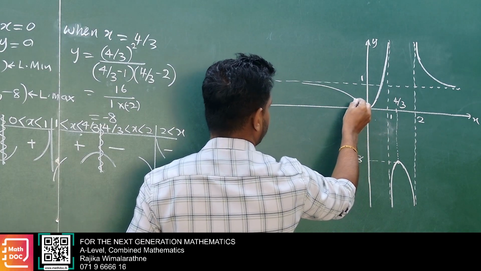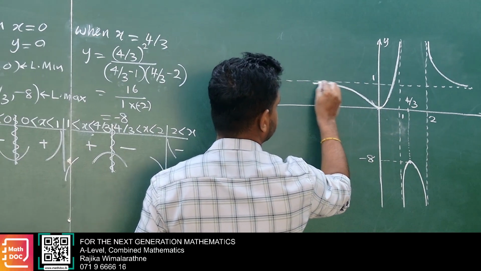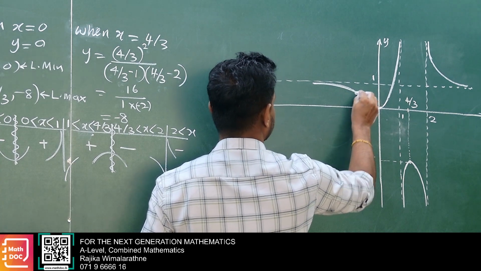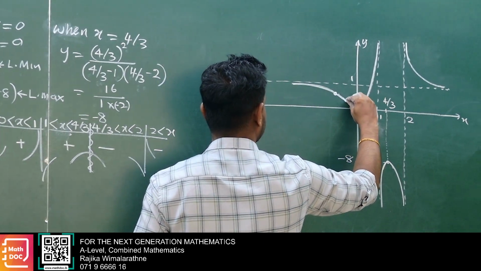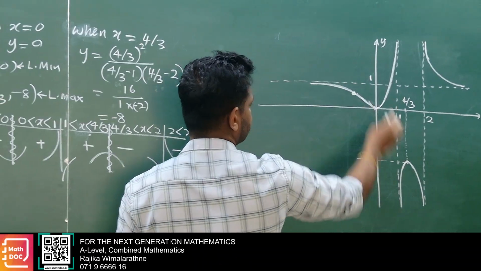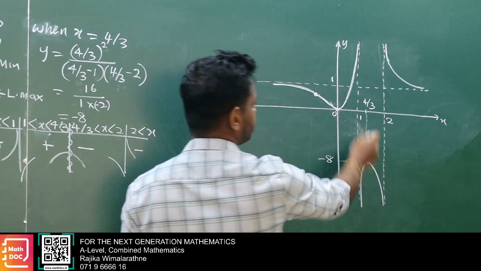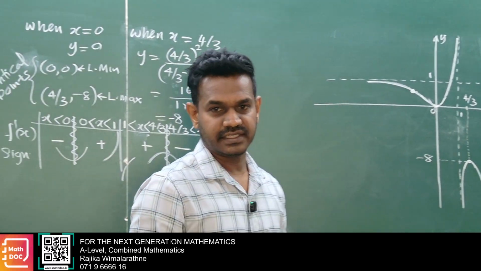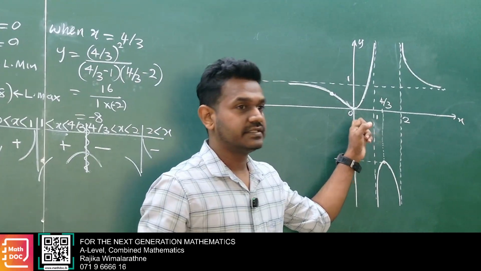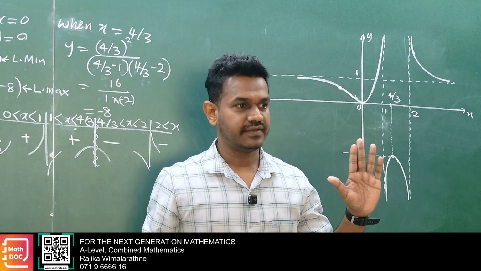Here concave up changes to concave down. Concave up changes to concave down. Here is the second derivative zero position. So here it has only one x-intercept and y-intercept, and that happens at the origin.